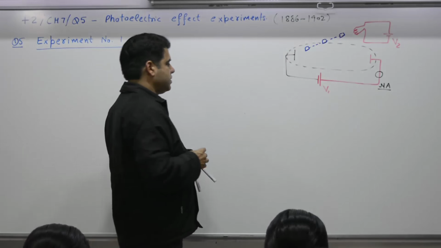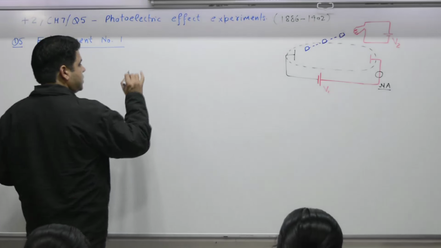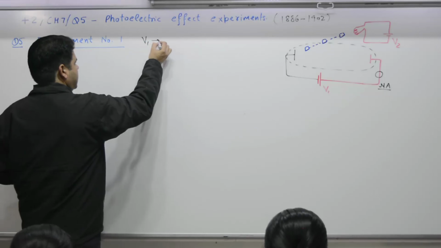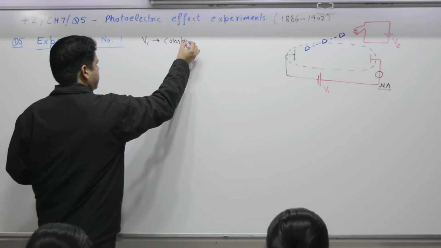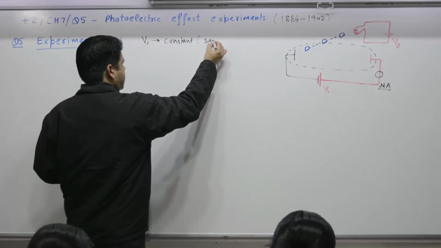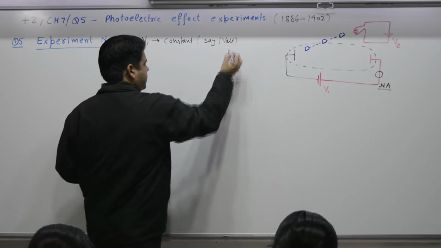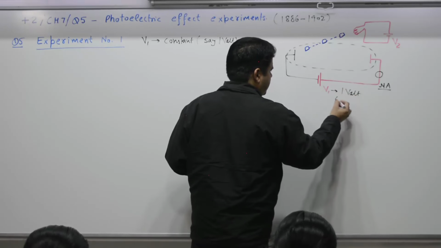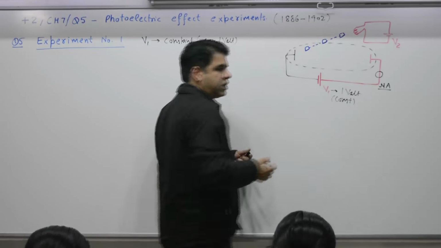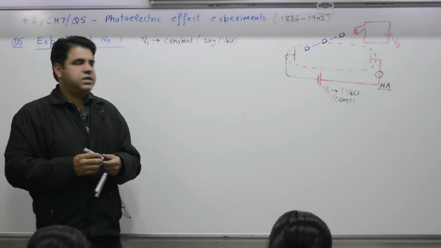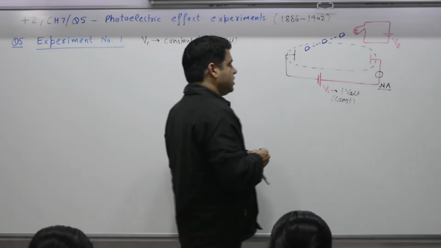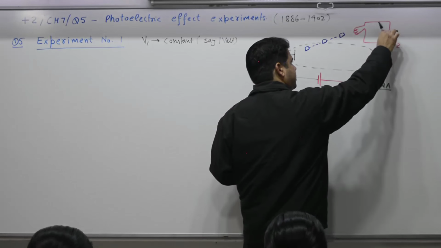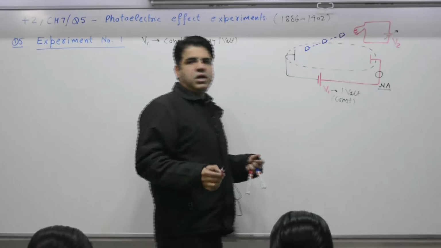What was the experiment? Experiment number 1 was, which of the two voltage is constant, V1 or V2? V1 is constant, say 1 volt. Means you want to change this value. During experiment number 1, we will keep V1 as constant. V2 is variable. Means using a regulator or a rheostat, you can change voltage across the bulb.